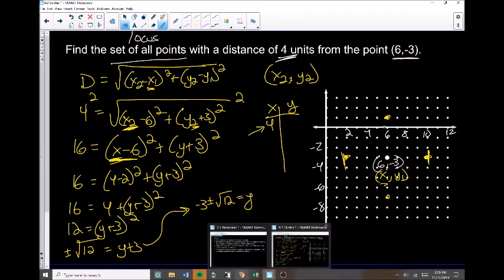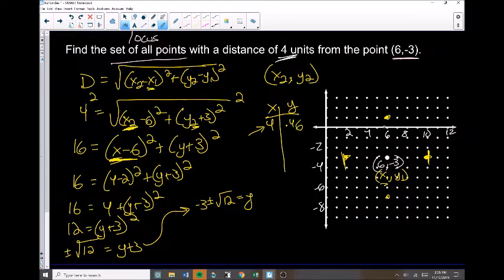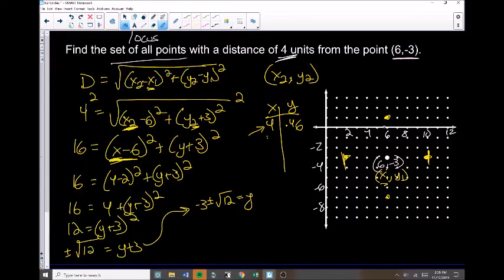I'm going to find what that is on the calculator. Negative 3 plus the square root of 12 is 0.46. And negative 3 minus the square root of 12 is negative 6.46. We'll call it negative 6.5. So you plug in 4, you get out 2 things. We'll call it 0.5 and negative 6.5. I didn't write those very nicely, so I'm going to clean that up. That means there's a point here.